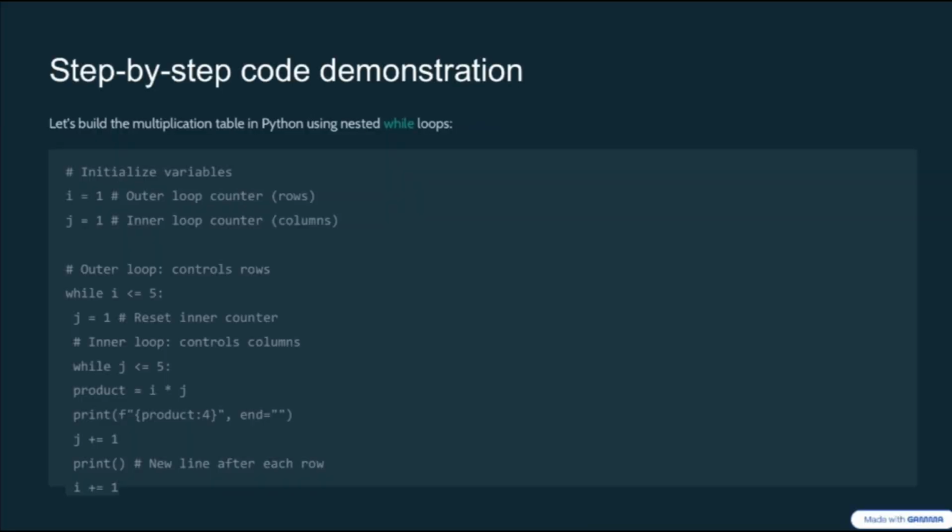In this code, i is used for rows, the outer loop, and j is used for columns, the inner loop. For every value of i, the inner loop runs from 1 to 5 and prints the product. After each row, a new line is printed.